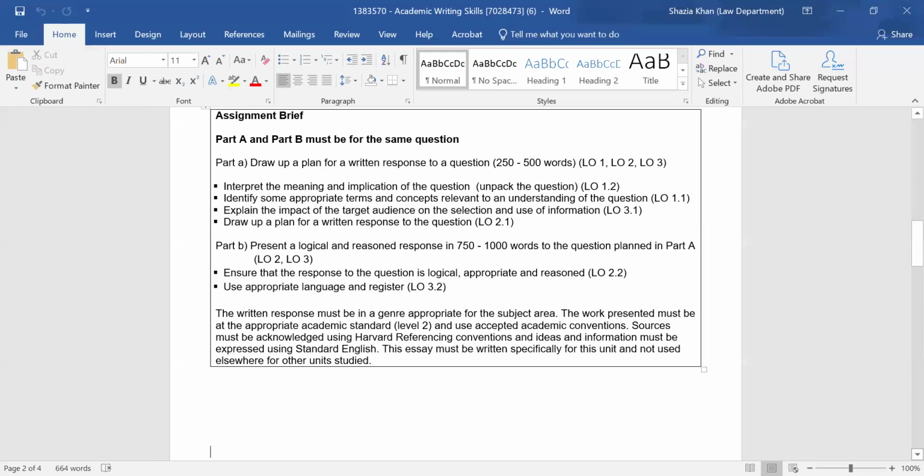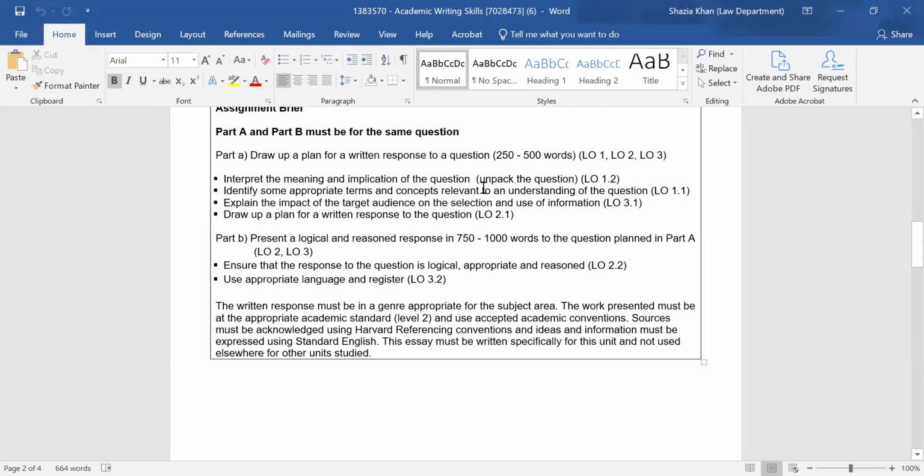So here you need to interpret the meaning and implication of the question. So unpack the question, that's learning outcome 1.2. Identify some appropriate terms and concepts relevant to an understanding of the question. So that's learning outcome 1.1. Explain the impact of the target audience on the selection and use of information. That's learning outcome 3.1. Draw up a plan for a written response to the questions, and that's learning outcome 2.1. That's part A.